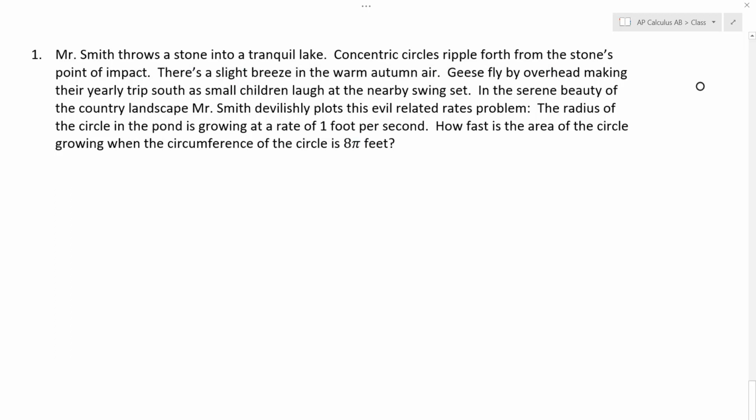It's important to read what I'm asking you for, right? So what we're trying to find. It says, how fast is the area of the circle growing? We want dA/dt. That is our main goal. Okay?